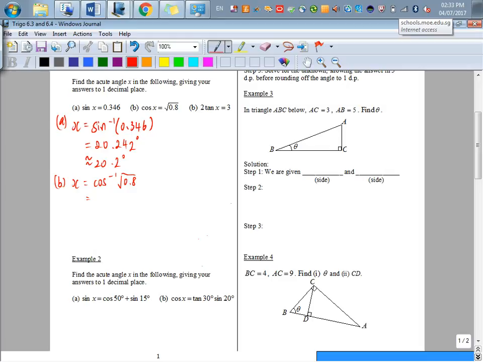So inverse cosine, so press shift cosine, then square root 0.8 close bracket, you will get 26.565 degrees. Round it off, 26.6 degrees. Okay? Now for part C, something a little trickier. What should we do first?